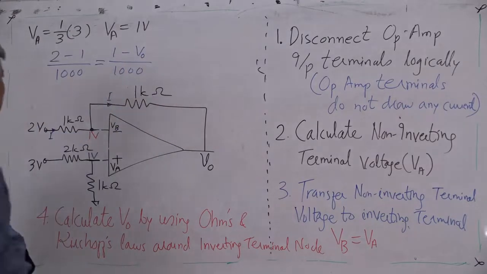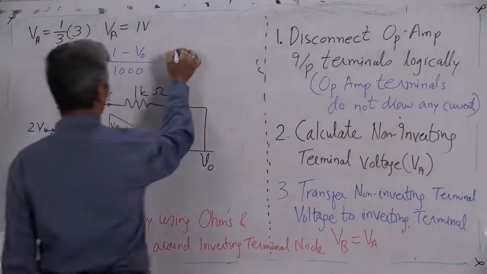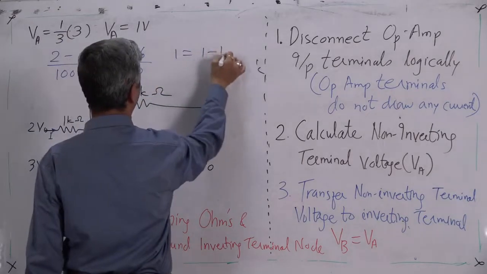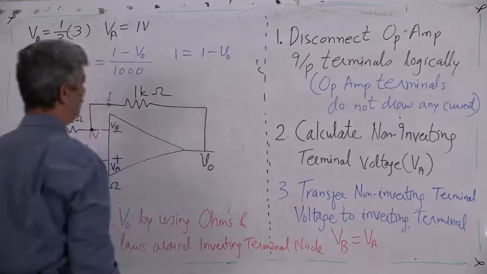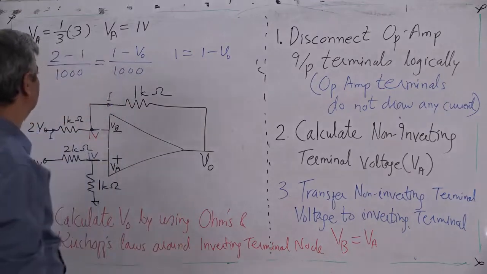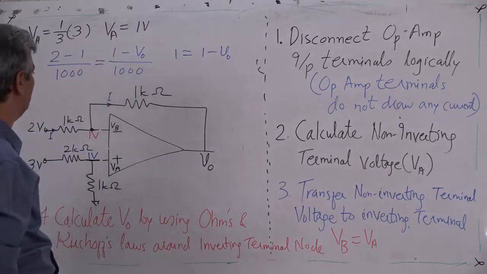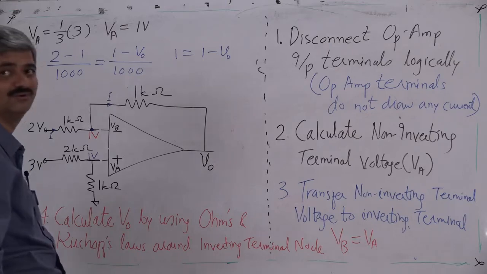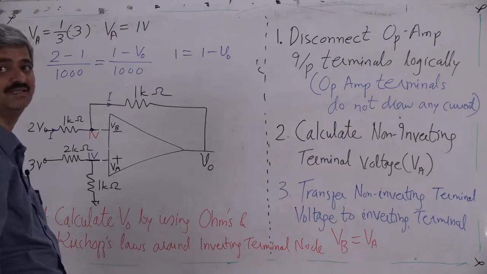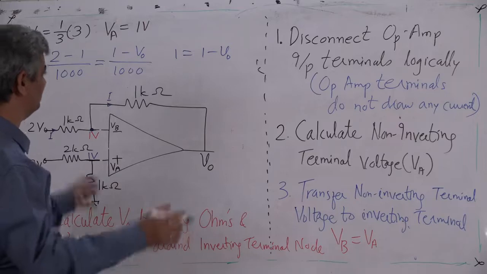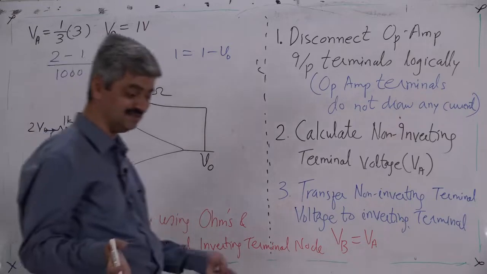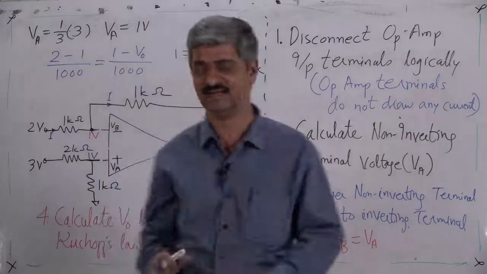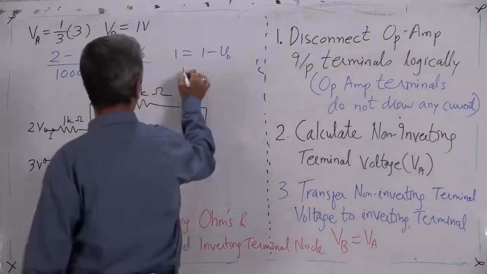1000 disappears. So 2 minus 1, that is 1, is equal to 1 minus VO. Is it right? 1 is equal to 1 minus VO. So what is VO? VO is 0. So 0 answer has come. It can come as an answer. We should not be allergic about that answer. So in this case, VO is equal to 0.